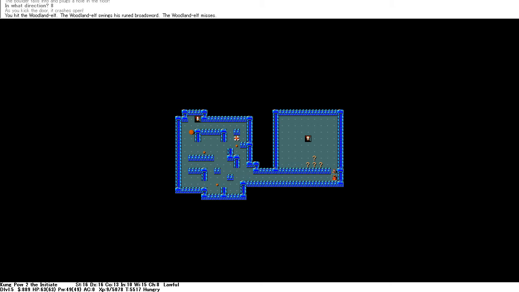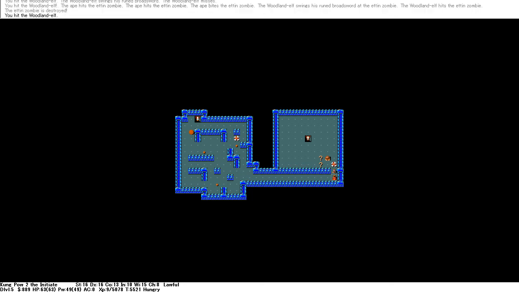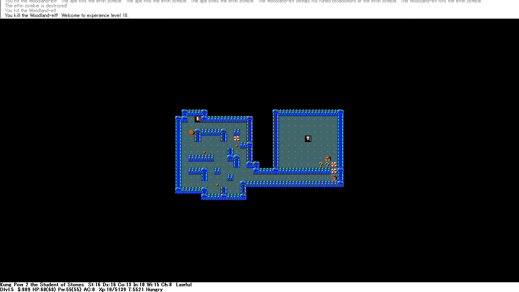Oh god, more wood elves. Not quite sure what happened there. You hit the wood elf, ape hits the Etin zombie, ape hits the Etin... The ape is attacking the Etin zombie. Nice. Okay, we're level 10. Awesome. Let's quickly move away from things, though. They're going to have arrows, aren't they? Kill.